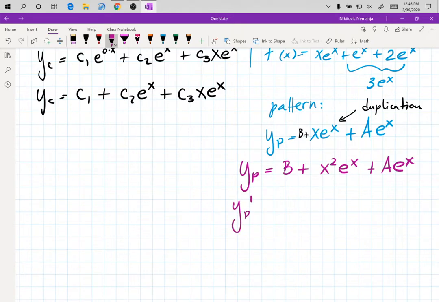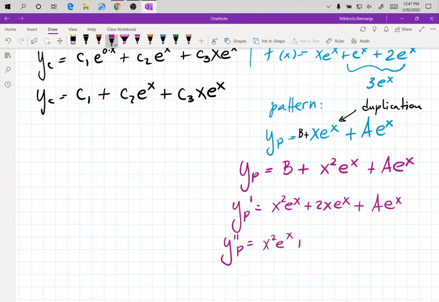So y_p prime is going to be b0, that's gone. Now I have the product rule, copy the first derivative of the second, plus copy the second derivative of the first, plus derivative there. Then I need the second derivative, which is, again, the derivative of this one is going to be x squared e^x plus 2x e^x. And now plus, I have another product rule to worry about. So this is going to be a mess. Copy the first derivative of the second plus this derivative, and then plus a e^x.